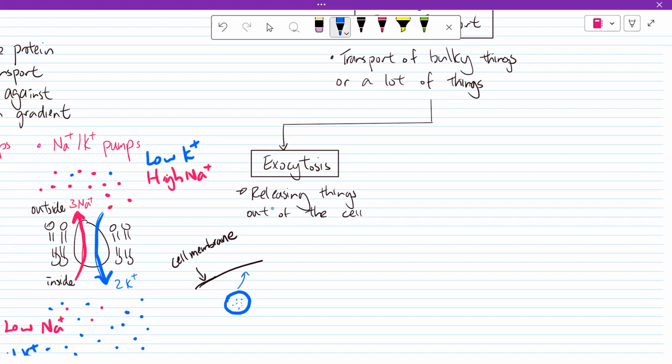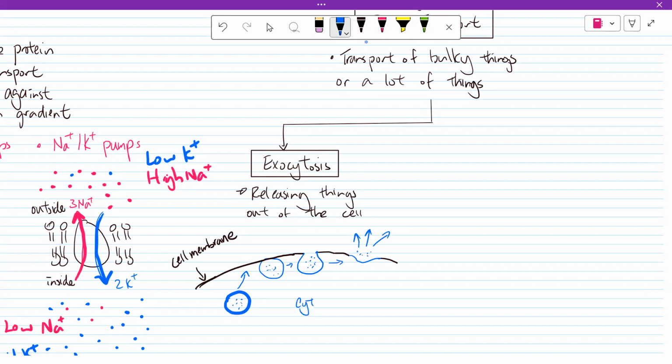It's going to move towards the cell membrane, and then it's going to touch the cell membrane. And then it's going to start fusing with the cell membrane. And eventually it's going to become part of the cell membrane, and all this stuff is going to get out of the cell. You understand? Right. That's how you read the diagram.